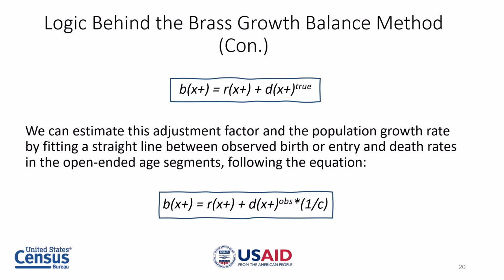If deaths are incompletely reported, the true death rate will be equal to the observed death rate multiplied by an unknown factor, which is the inverse of the completeness of death recording, C. The logic behind the method is that the entry rates, based on the population distribution by age, should correspond with the distribution of deaths. By fitting a line, the researcher then finds any problematic death reporting and estimates the adjustment factor, C.